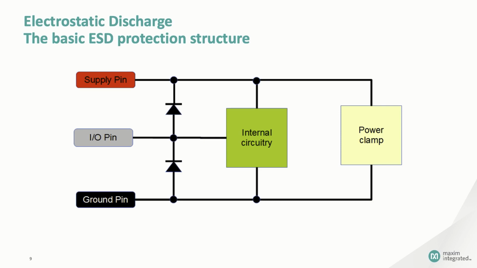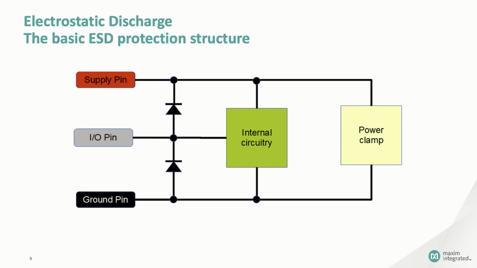Now, in this diagram, we see two different kinds of protection. Connected to the I/O pin, in addition to the internal circuitry, is a pair of diodes. One connected to the power supply rail and the other to ground. Now, since the diodes are reverse biased, you might initially think that they have no effect other than to add a little capacitance to the input stage. But in fact, they're critical.